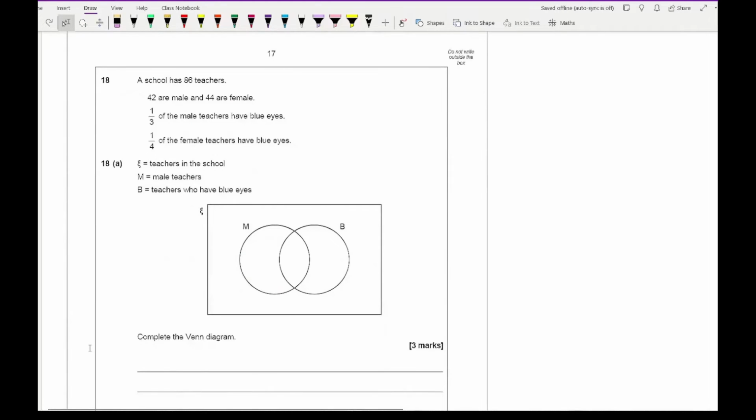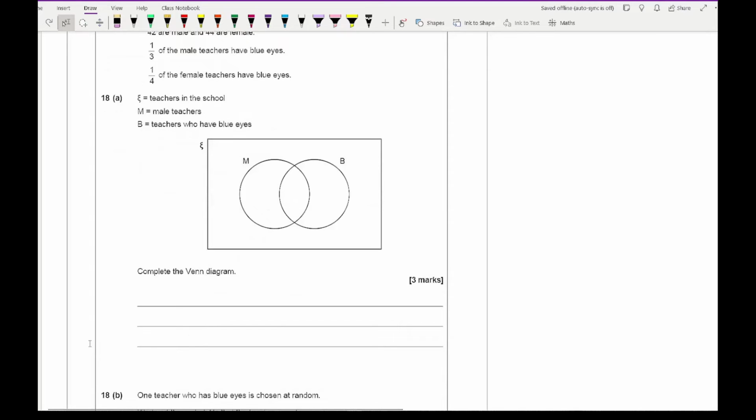Question 18 says that a school has 86 teachers, 42 are male, 44 are female. A third of the male teachers have blue eyes, a quarter of the female teachers have blue eyes, and we just need to complete this Venn diagram.